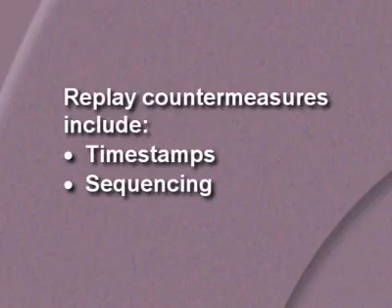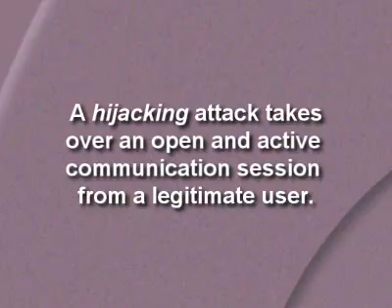Some countermeasures to replay attacks include timestamps and sequencing requirements. Timestamps mean that packets can be used only within a specific time frame, and if they're used outside that time frame, they're automatically rejected. Sequencing requirements means that packets have a specific sequence number. If they arrive or are used out of sequence with other packets on the network, they're also considered illegitimate and dropped by the server. A fourth type of authentication attack is a hijacking attack.